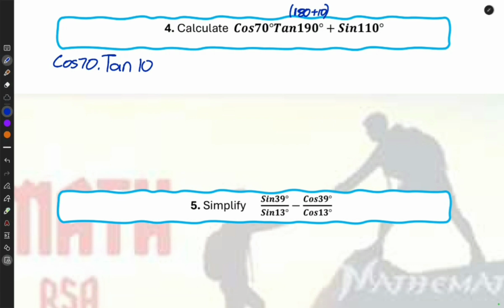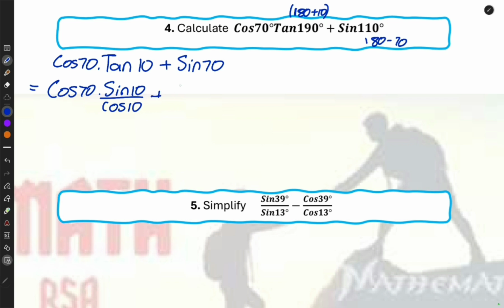Now, plus sine 110. That is going to be 180 minus 70. So I'm just going to rewrite it as plus sine 70. Okay, doesn't really look any better than it did previously, but now I can remember that tan is actually sine over cos. So I can say this is still cos 70. This is sine 10 over cos 10, and then plus sine 70. Now in the next step, I am adding things, and one of them is a fraction, so then I can LCD. So in this case, this would be cos 70 sine 10, and then plus sine 70.